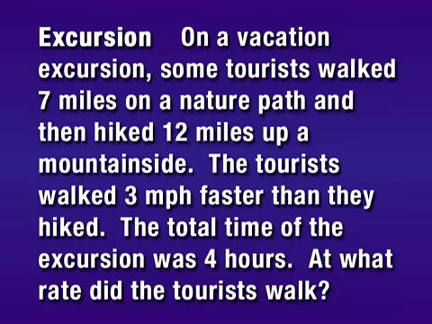On a vacation excursion, some tourists walked 7 miles on a nature path and then hiked 12 miles up a mountainside. The tourists walked 3 miles per hour faster than they hiked. The total time of the excursion was 4 hours. At what rate did the tourists walk?